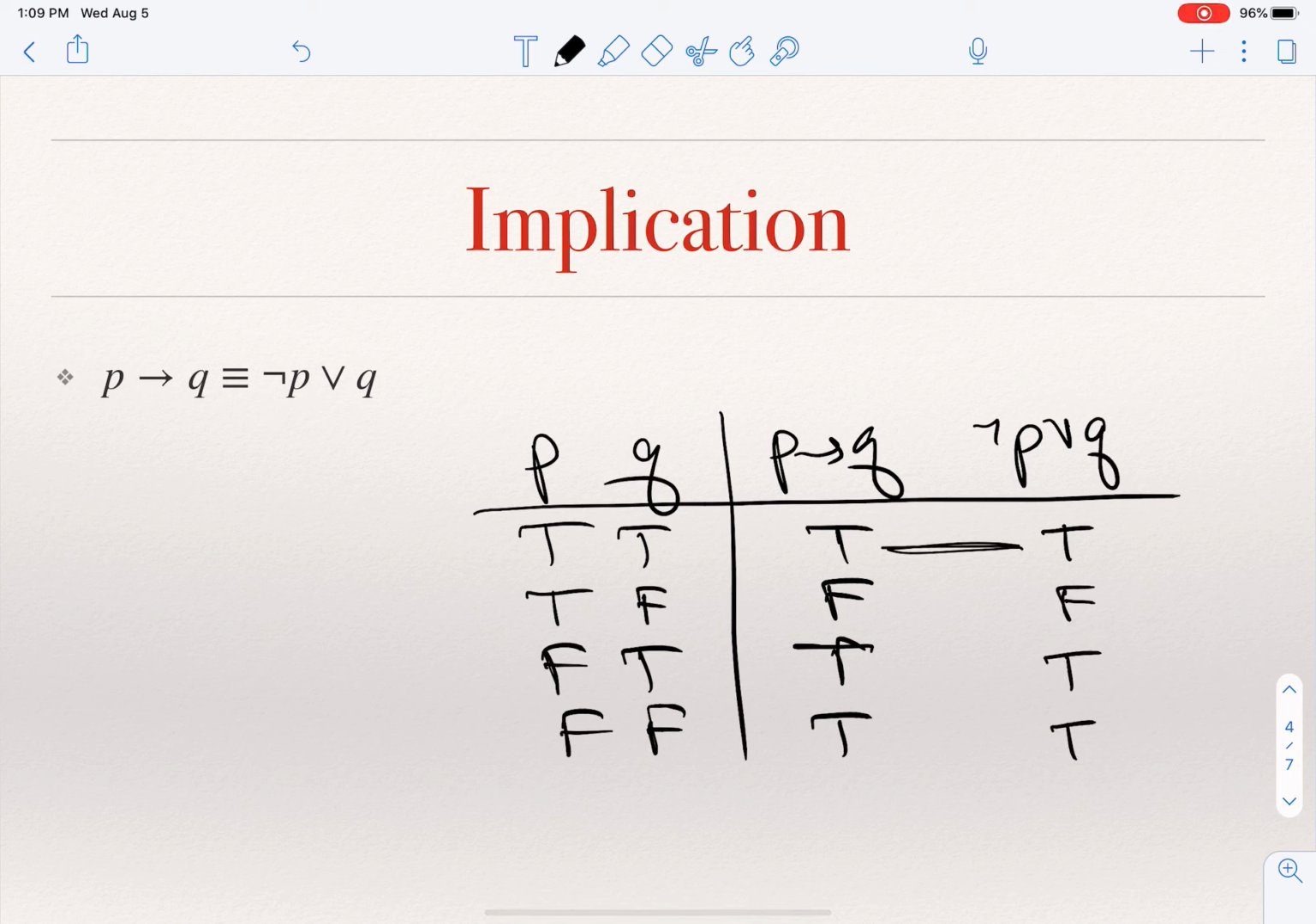Now look at this here. Both of them are true in this case. Both of them are false. Both of them are true. Both of them are true. So these two, this one and this one, are logically equivalent. If someone asks you to prove P implies Q, a different way to look at it is to prove that either P is false or Q is true. This is the same thing. If you prove that either P is false or Q is true, in some sense you have proved that P implies Q.